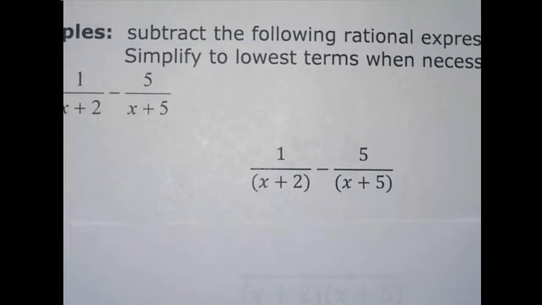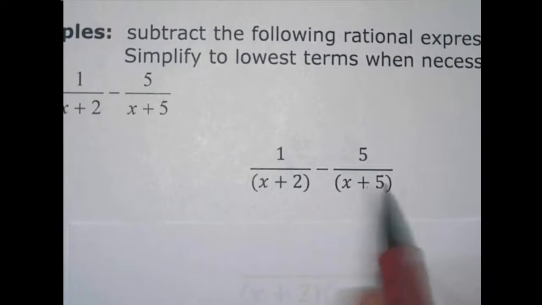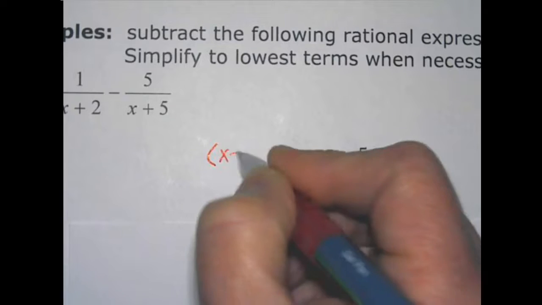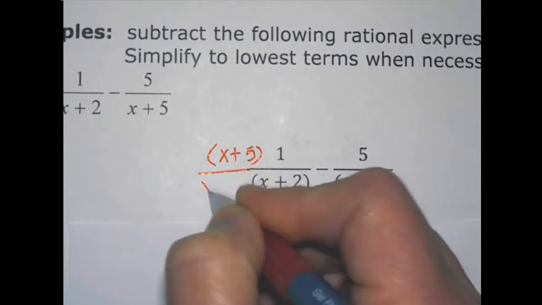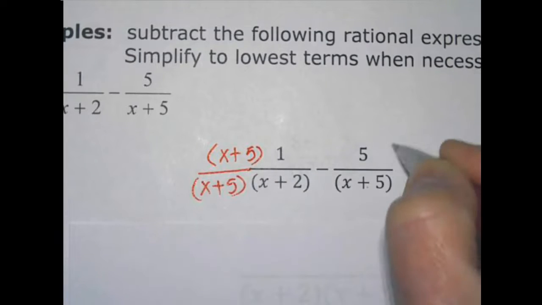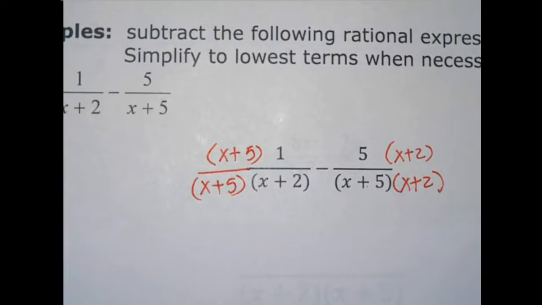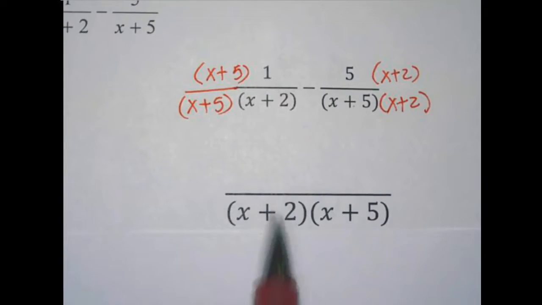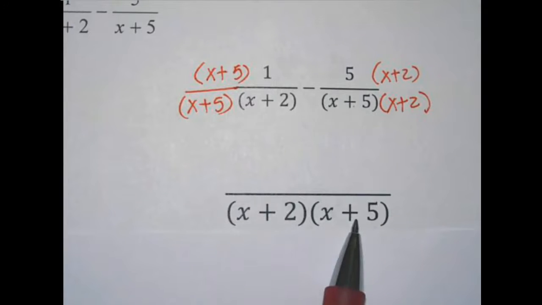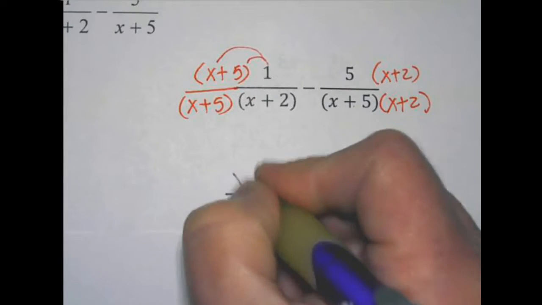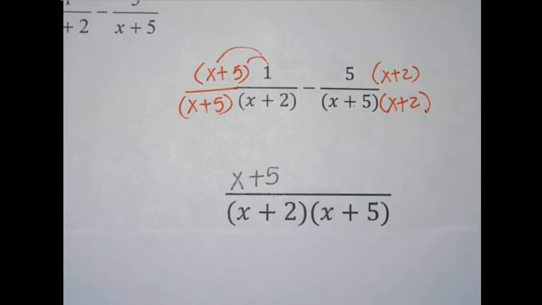To find a common denominator, I'm going to have this one and this one in the denominator. I'm going to need to multiply this one by x plus 5 over x plus 5. I'm going to need to multiply this one by x plus 2 over x plus 2. So that both of them have a denominator with an x plus 2 and an x plus 5. Then I need to find my new numerator. I need to distribute the 1. That's going to get me x plus 5 because I'm just multiplying by 1.